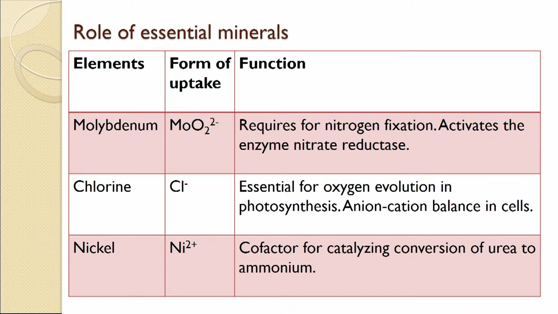Next comes chlorine. Chlorine is particularly important for the generation of oxygen during the photosynthesis process. It also maintains the anion and cation balance in the cell.